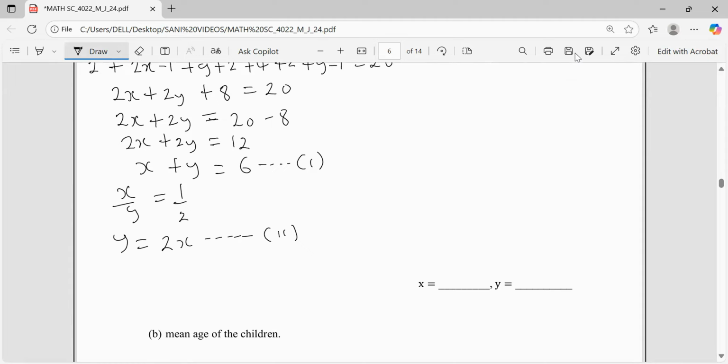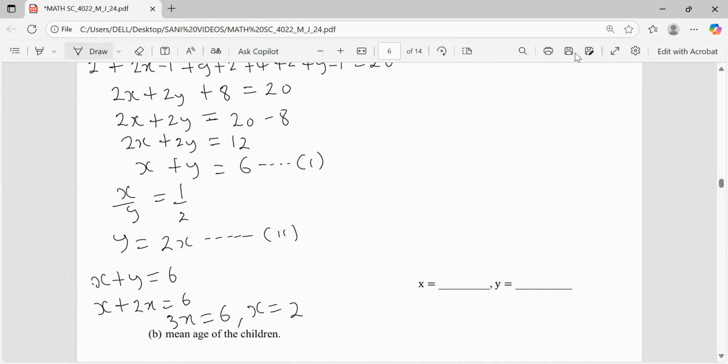So from equation 1, we now have x plus y equals 6, which is x plus 2x equals 6. So therefore, we have 3x equals 6. So therefore, our x is equal to 2.